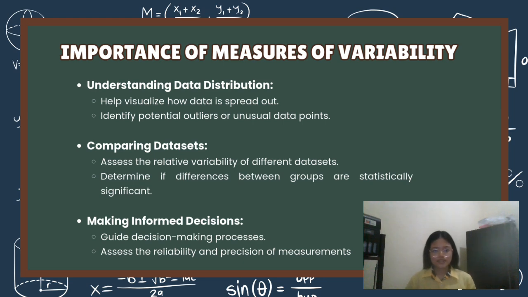The second one is comparing data sets. Measures of variability make it possible to compare various data sets. They can assess the relative variability of different data sets and indicate that one data set is more unstable or unpredictable while the other one is more dependable. Measures of variability can determine if differences between groups are statistically significant.